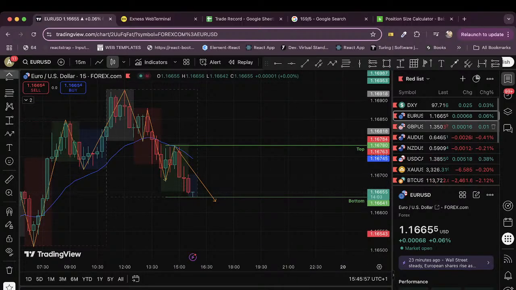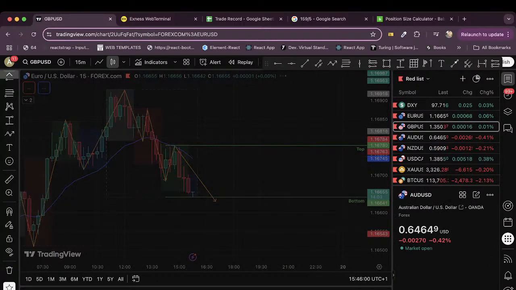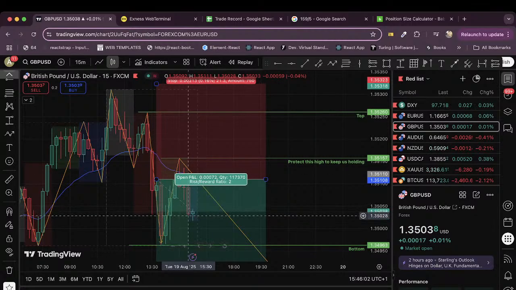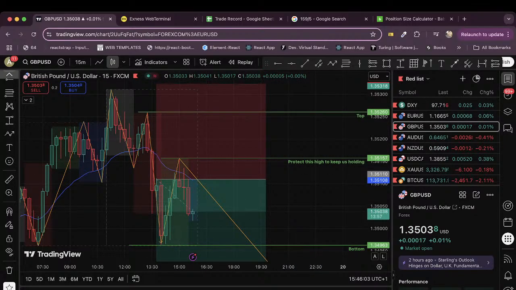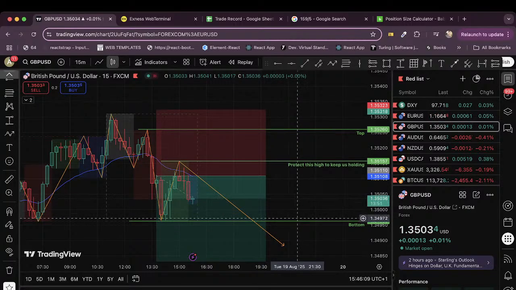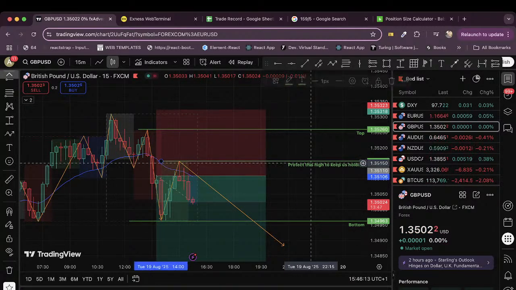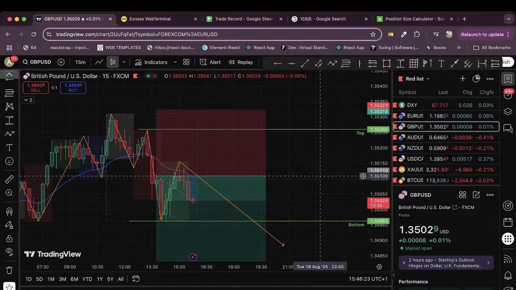Whereas on the British pound, British pound was the first to give the first leg in, but failed to give the second leg in, and it's very annoying and very disappointing because assuming we had the second leg in, we would have moved our stop loss to that protected high, which would have reduced our risk drastically.